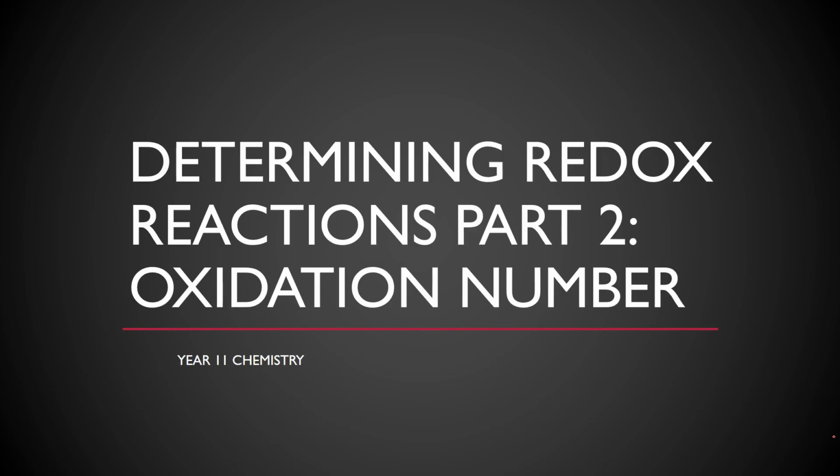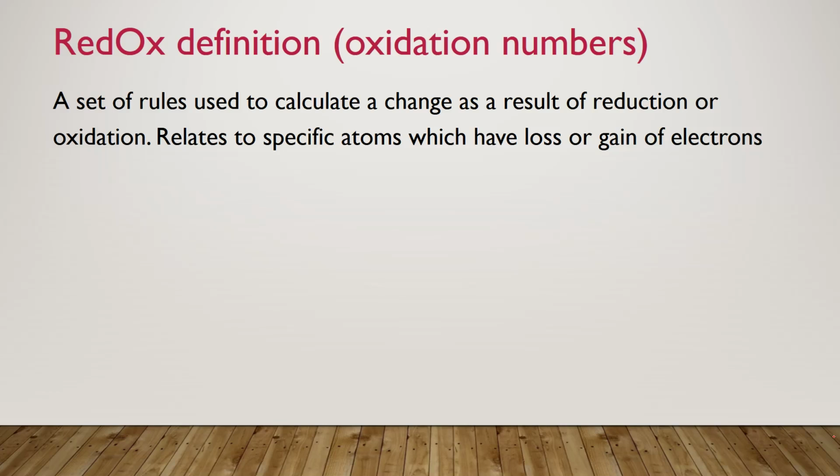Today we'll be discussing how to calculate oxidation numbers and how they relate to redox reactions. So as always in chemistry, we're going to start with a definition and then we can start building on to some applications. So an oxidation number is basically a number that's related to a change as a result of reduction or oxidation.